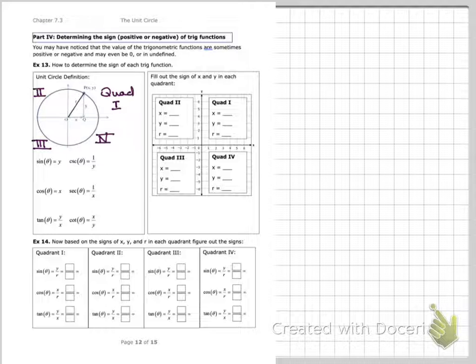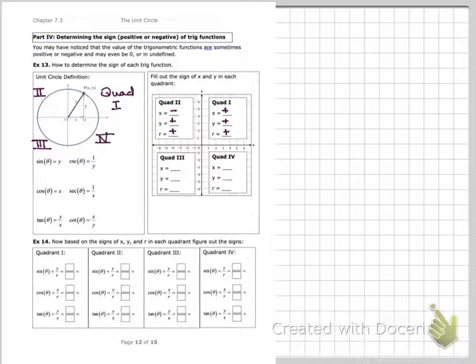In quadrant 1, and you'll notice that the table over here matches what we have in the unit circle. Quadrant 1 we're looking at, X and Y are both positive. R is also positive. R is always positive. Okay, so quadrant 2, our X is in the negative, so that's going to the left. So X is negative, Y is positive. Again, R, that radius, is positive.